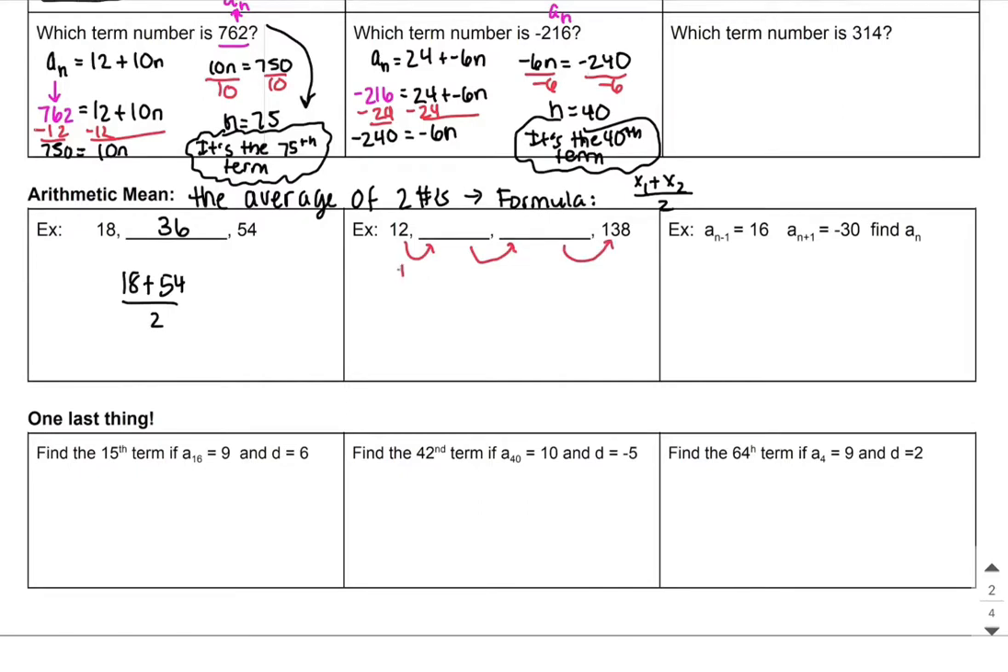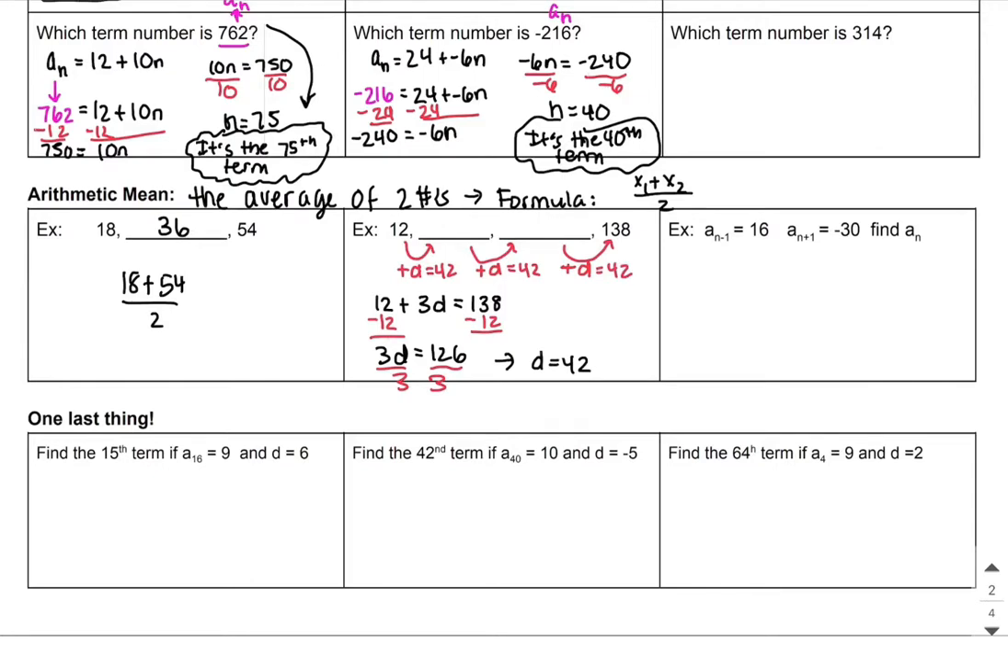So I'm going to have to add d a total of 3 times to get from 12 to 138. So I could write an equation here that I can solve for d. I have 12 plus 3d's gives me 138. I can subtract 12 on both sides. I'll get 3d is equal to 126. I can divide both sides by 3, and I find that d is equal to 42. So what I'm adding each time is 42, and then I can find my missing terms.